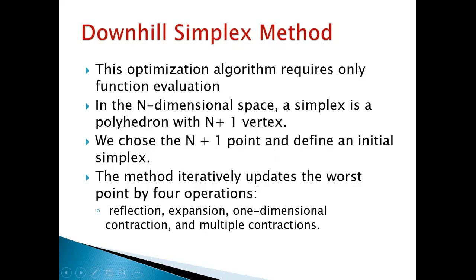The method iteratively updates the worst point by 4 operations. Out of that, it will find out the worst point and work on that worst point. The operations on that worst point will be either reflection, expansion of that point, one-dimensional contraction of that point, or multiple contractions from all directions.